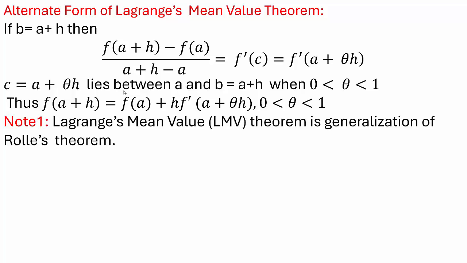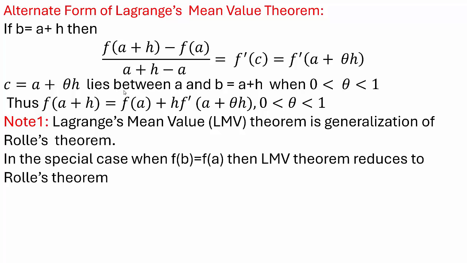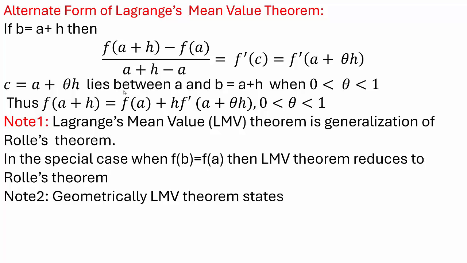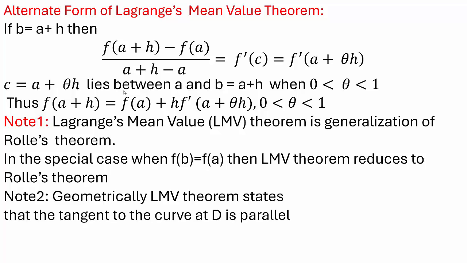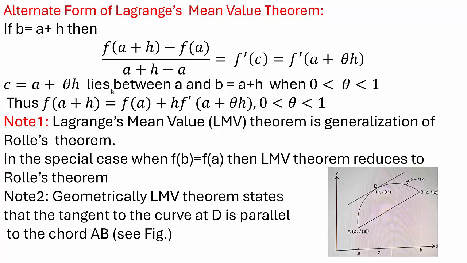Now from this we shall write some notes. Lagrange's mean value theorem is the generalization of Rolle's theorem. In the special case, when f of b equal to f of a, Lagrange's mean value theorem reduces to Rolle's theorem. Second note: geometrically, Lagrange's mean value theorem states that the tangent to the curve at D is parallel to the chord AB. See this figure? The tangent at D is parallel to the chord AB.